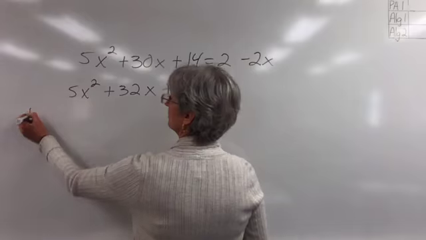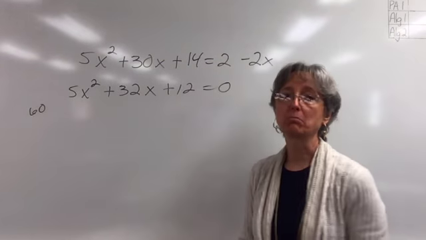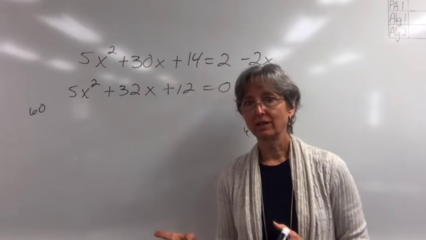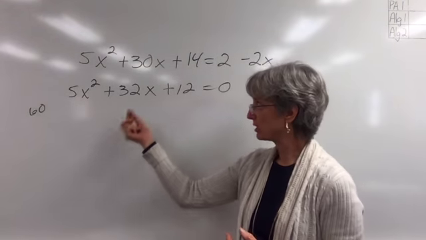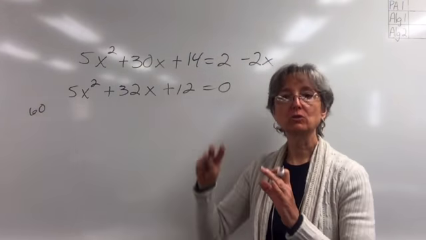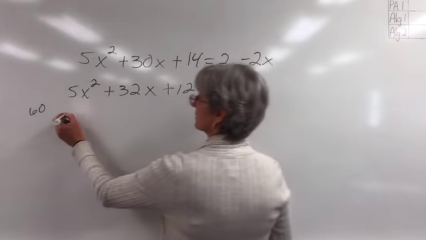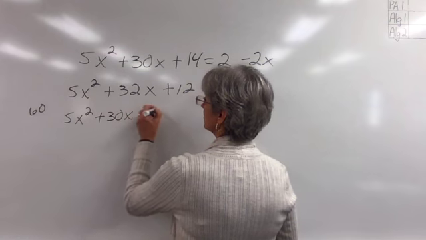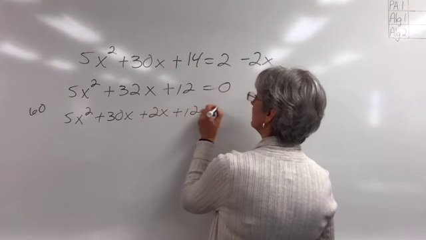So now I need to find two numbers that multiply to be 60 and add up to be 32. That one's easy, it's 30 and 2. So I'm going to rewrite this, splitting it between 30 and 2. So 5x squared plus 30x plus 2x plus 12 equals 0.